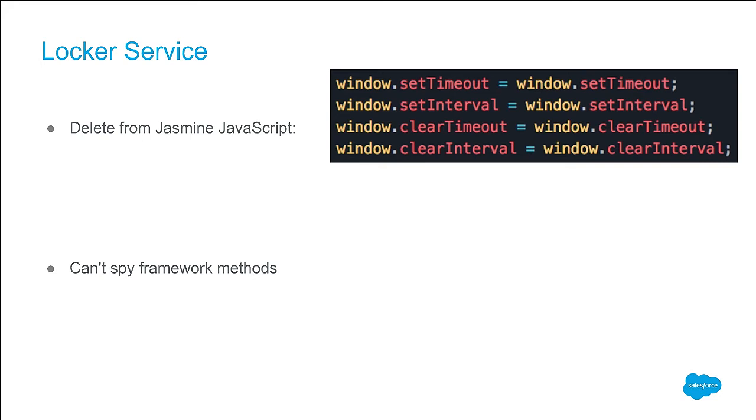However, if you try this in the locker service, that will error because you don't have a window, you have a secure window, and those methods aren't writable. So in the version of Jasmine in the GitHub repo, those are just commented out. They're still there, they're just commented out.